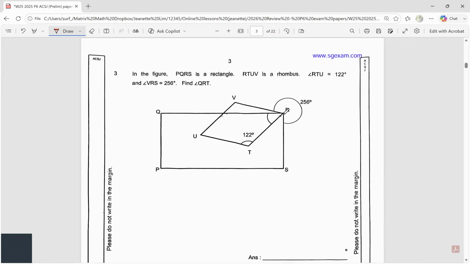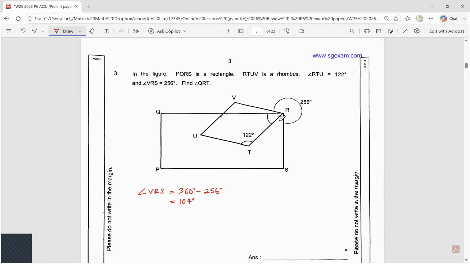So to find QRT, I will take 360 minus 256 and minus this angle. What I need to know is this angle, since I already know this is the 256. So firstly, use 360 minus 256 first. Let's find VRT. Sorry, if you take 360 minus 256, you get VRS, not VRT. VRS. So this will give us 104 degrees.